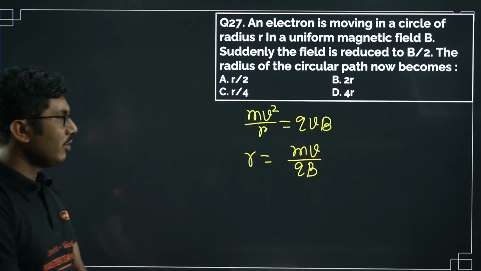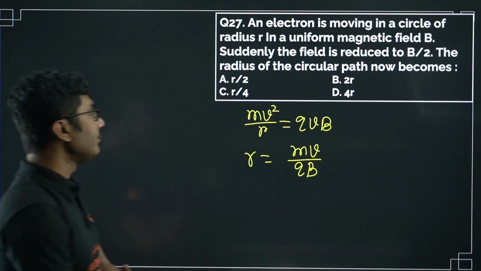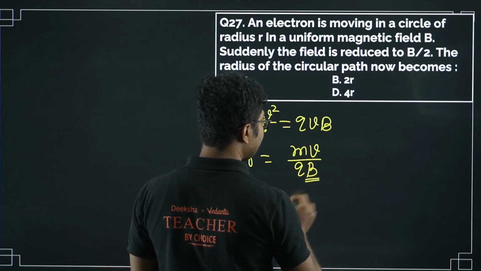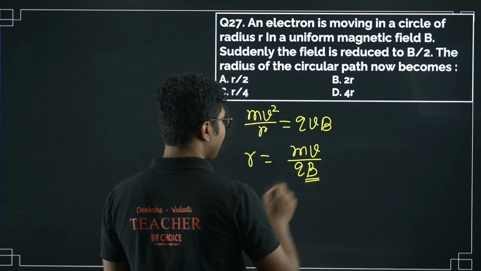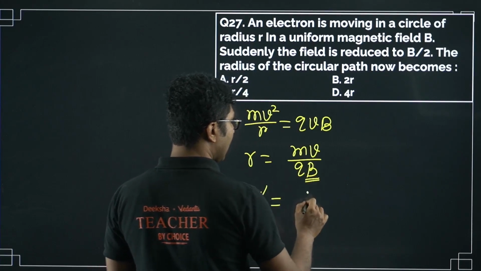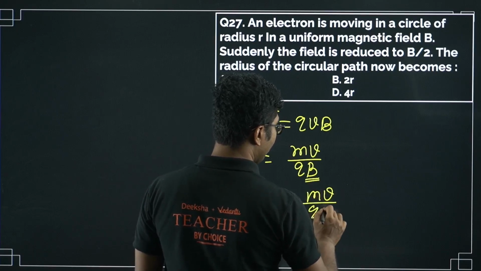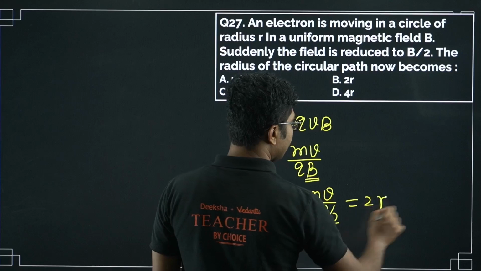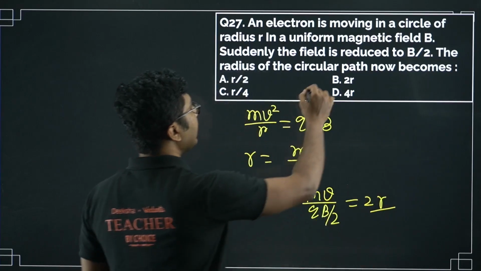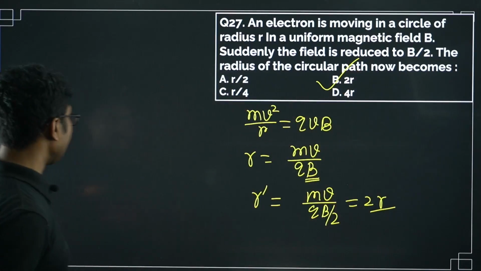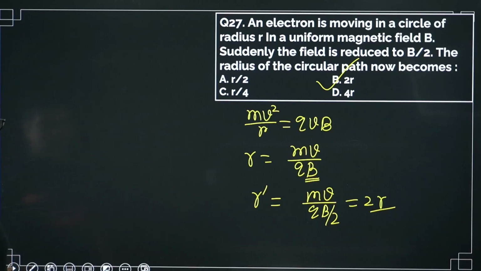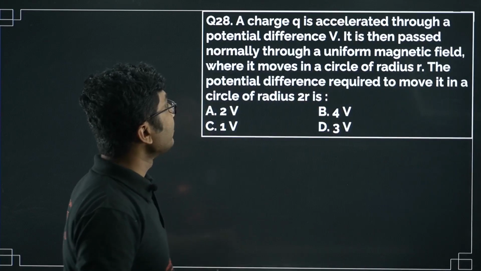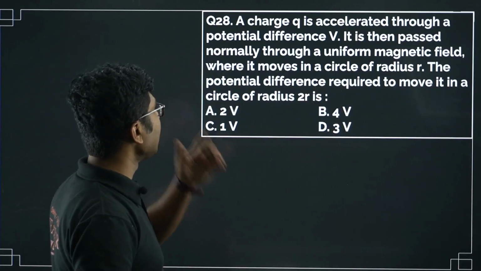Now the velocity is remaining constant. If you decrease the magnetic field to B by 2, that means the new radius will be mv by q B by 2. So in the division it will go up and you will get 2r. So the radius will be doubled. If you reduce the magnetic field by half, the radius will be doubled.